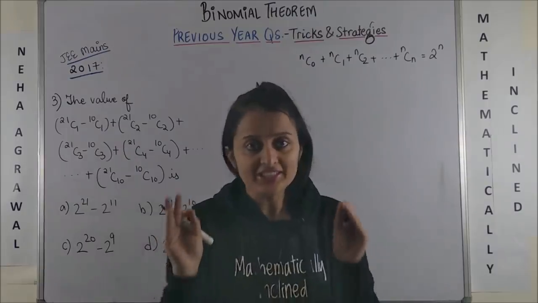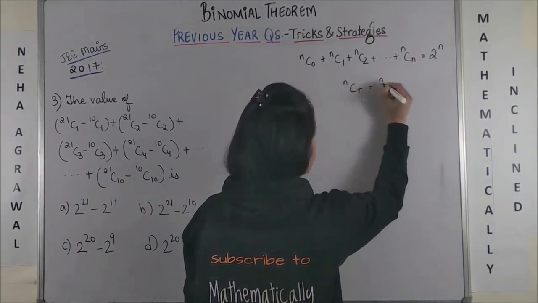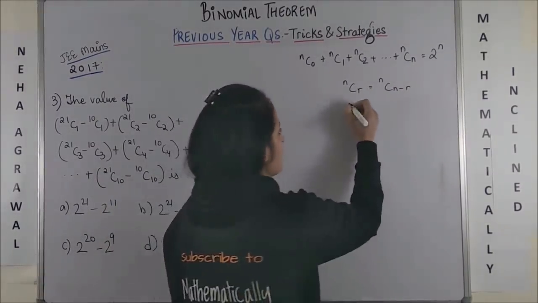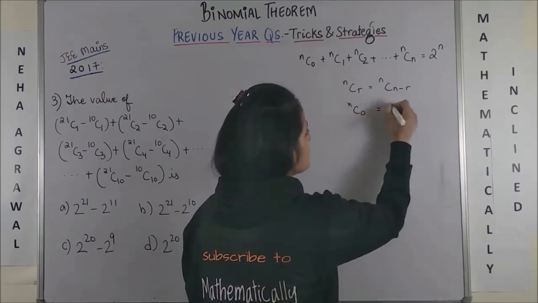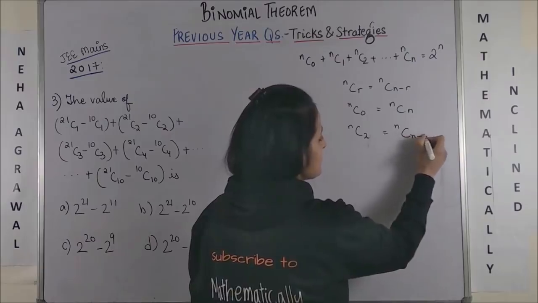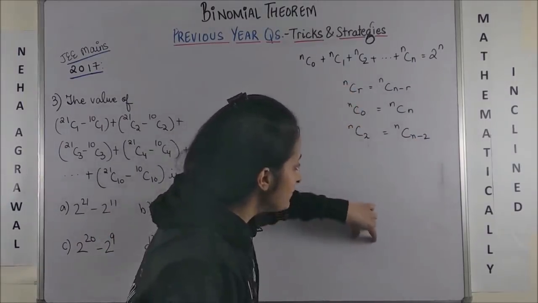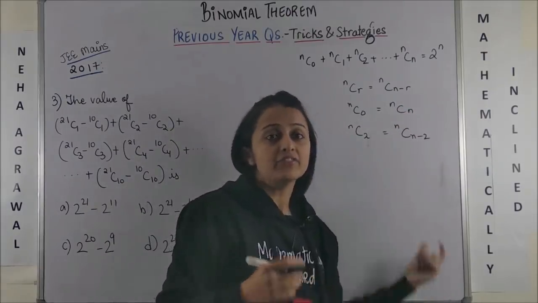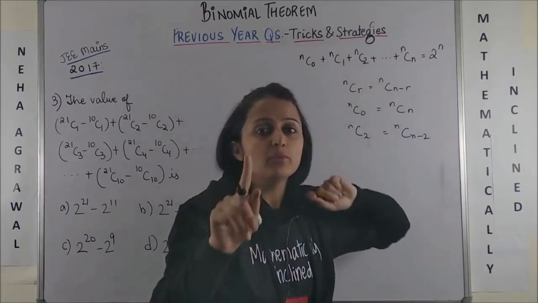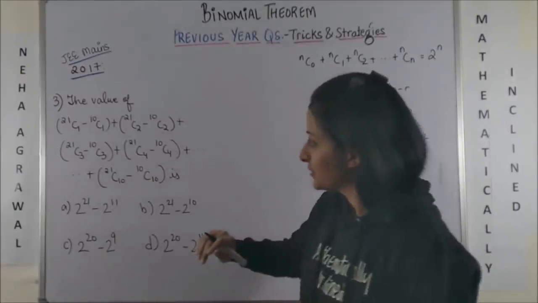Secondly, and a very critical thing over here, we do know that nCr is the same as nC(n minus r). So that means if I am given nC0, it is the same as nCn. If I am given nC2, it is the same as nC(n minus 2). So if I'm taking half of them which are the same as the other half, then it is the same as this expansion upon 2 if only one of the halves is given. Now, what do I mean? Let's proceed with the question.